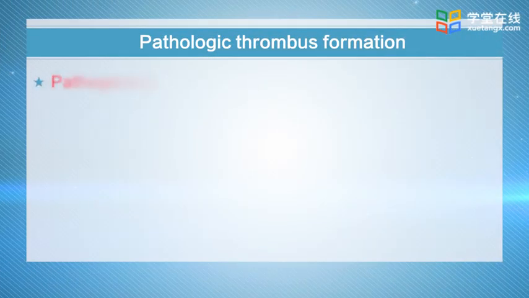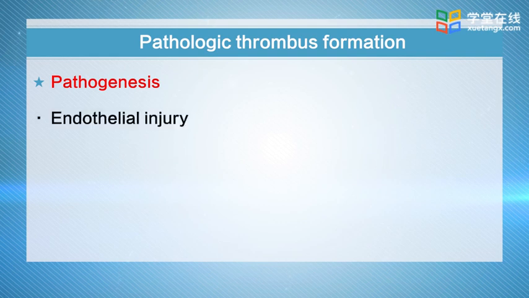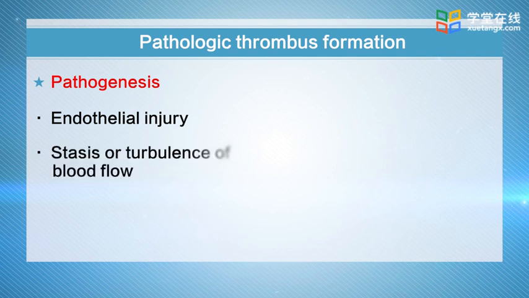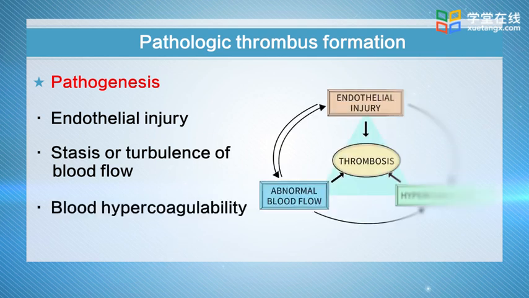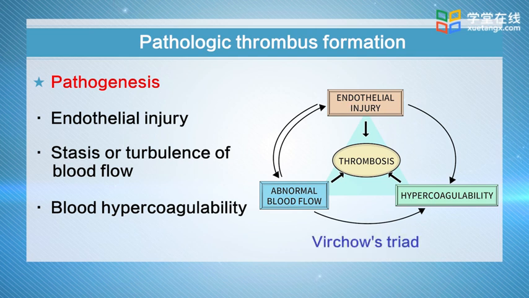There are three primary influences on thrombus formation. The first one, endothelial injury. The second, stasis or turbulence of blood flow. And third, blood hypercoagulability. This was proposed by the pathologist Virchow and is called Virchow's triad. Among them, endothelial injury is most important.